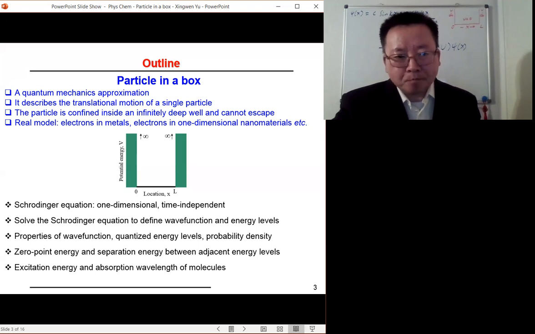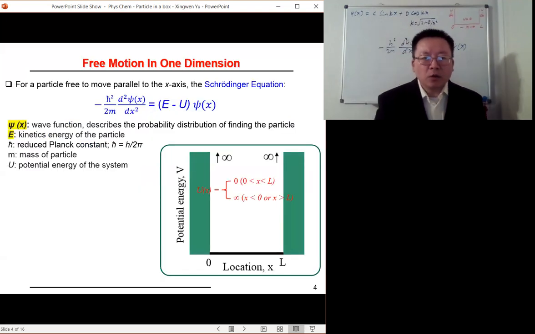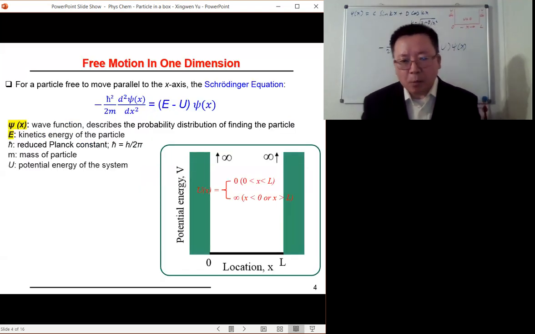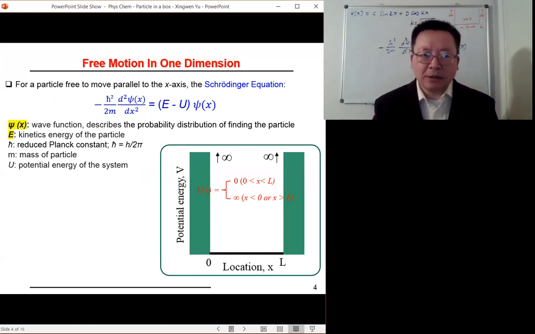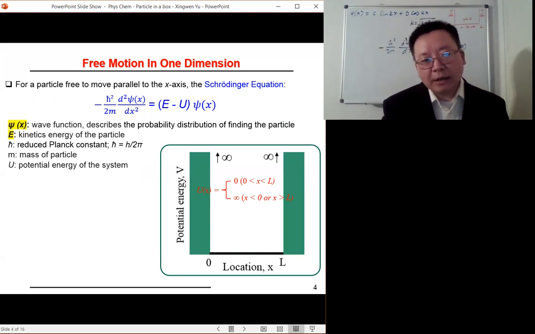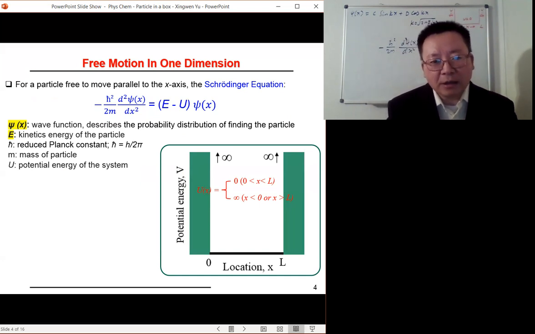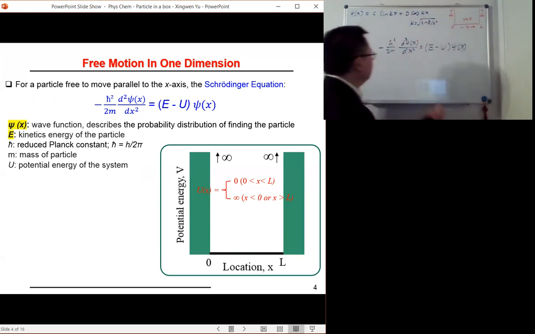Okay, for a particle freely moving in a one-dimensional space parallel to the x-axis, the Schrödinger equation can be simplified to the one-dimensional and time-independent case. It's like this.